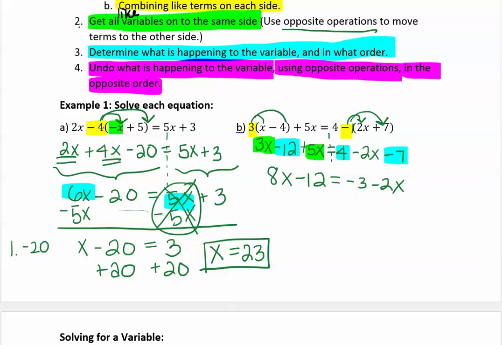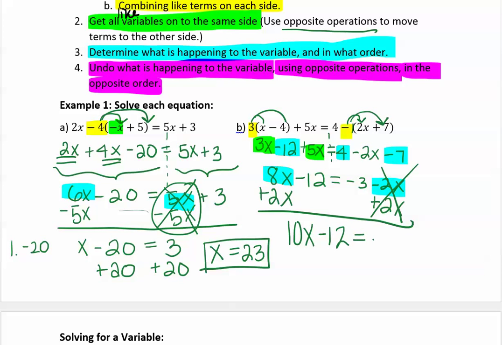Okay, now I'm on step 2. Get all like variables onto the same side. So my variables are 8x, negative 2x. I'm going to move one to the other side using opposite operations. If I have a negative thing, I like to move that one. Then I'm going to add it. That's opposite from subtracting. So they'll cancel. Cancel, cancel. We get 10x minus 12 equals negative 3.